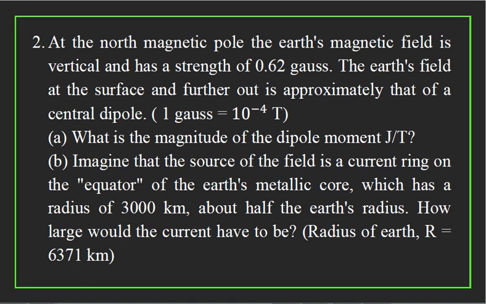And the second question is, if we imagine the source of the Earth's field as a current ring on the equator of the Earth's metallic core, where the core of the Earth has a radius of 3000 km, which is about half the radius of the Earth, how large would the current have to be? The radius of the Earth is 6371 kilometers.